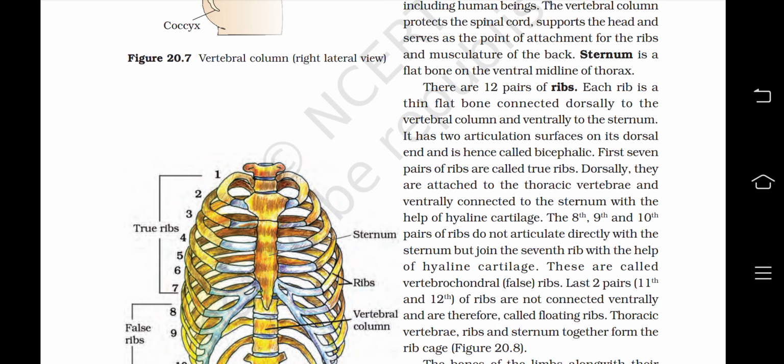First 7 pairs of ribs are called true ribs. Dorsally they are attached to the thoracic vertebrae and ventrally connected to the sternum with the help of hyaline cartilage. The 8th, 9th and 10th pairs of ribs do not articulate directly with the sternum but join the 7th rib with the help of hyaline cartilage. These are called vertebrochondral or false ribs. Last two pairs, 11th and 12th, of ribs are not connected ventrally and are therefore called floating ribs. Thoracic vertebrae, ribs and sternum together form the rib cage.